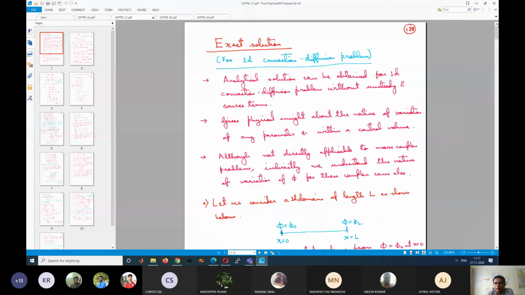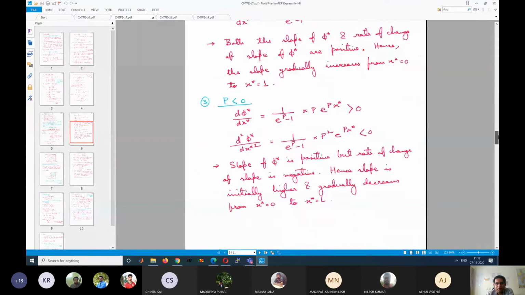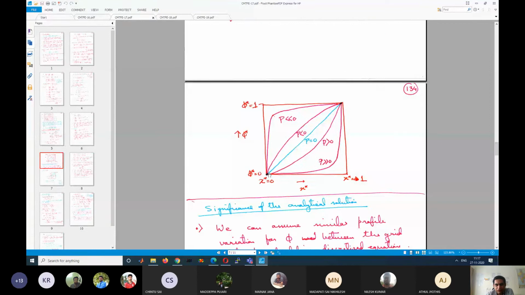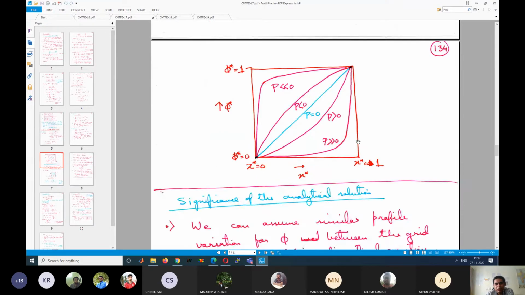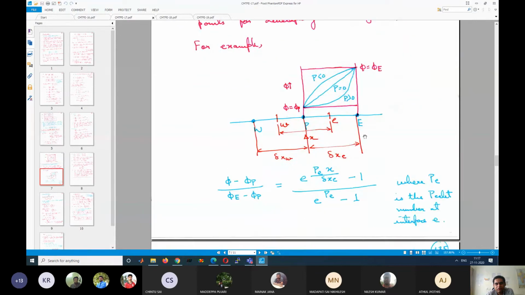And we had seen some curves like this, which show how the variation of phi occurs from the left grid point to the right grid point. So in between, if you have an interface, say at this point somewhere, you can find the value at that interface based on these graphs, and the interface values can be given by this exponential equation. If the interface is halfway in between, you just take x to be xc.